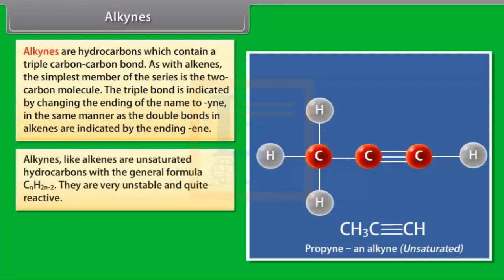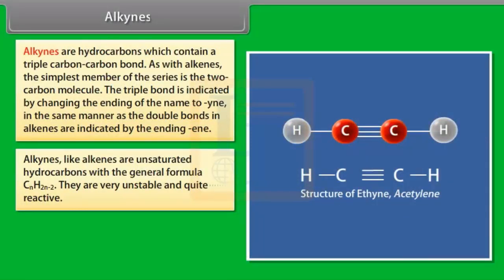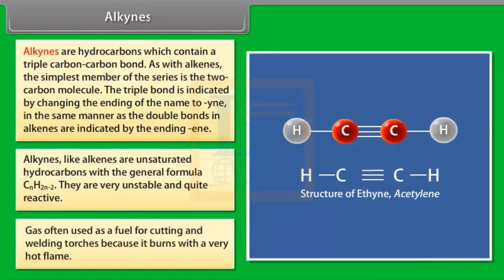Alkynes, like alkenes, are unsaturated hydrocarbons with the general formula CnH2n-2. They are very unstable and quite reactive. For example, ethyne, the simplest alkyne, which is more commonly known by its common name acetylene, is a gas often used as a fuel for cutting and welding torches because it burns with a very hot flame.